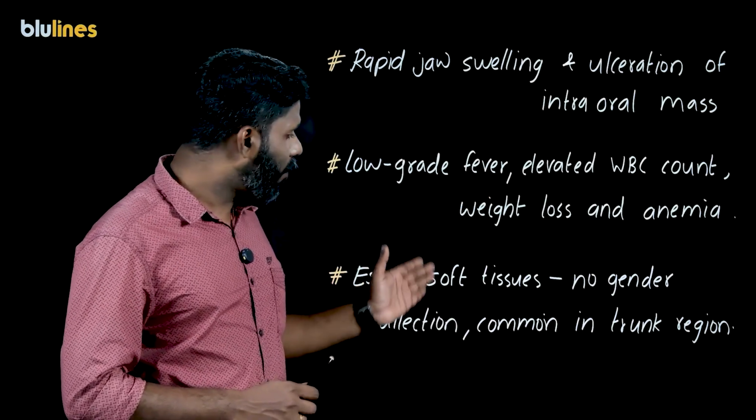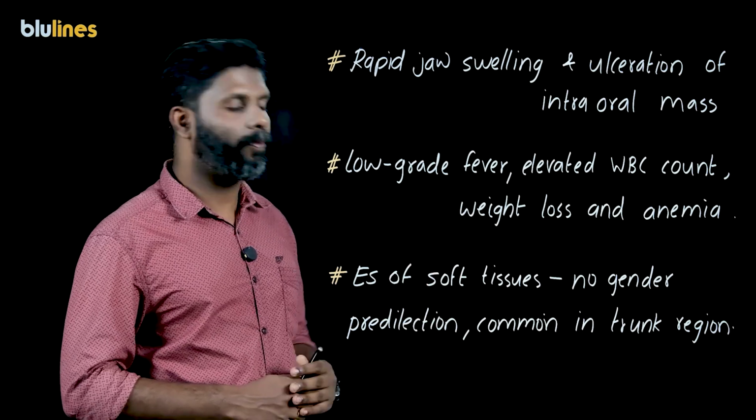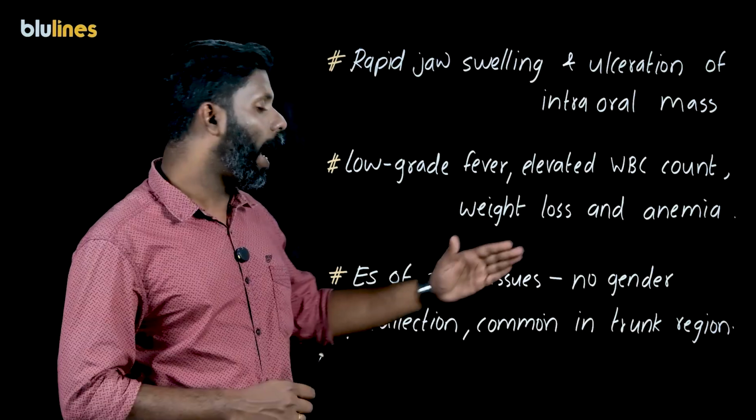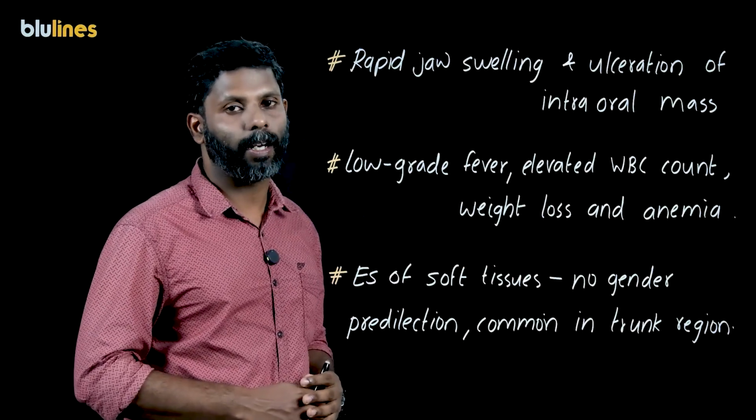Ewing sarcoma can also affect soft tissues. In that case, there is no gender predilection, and it is more common in the trunk region.